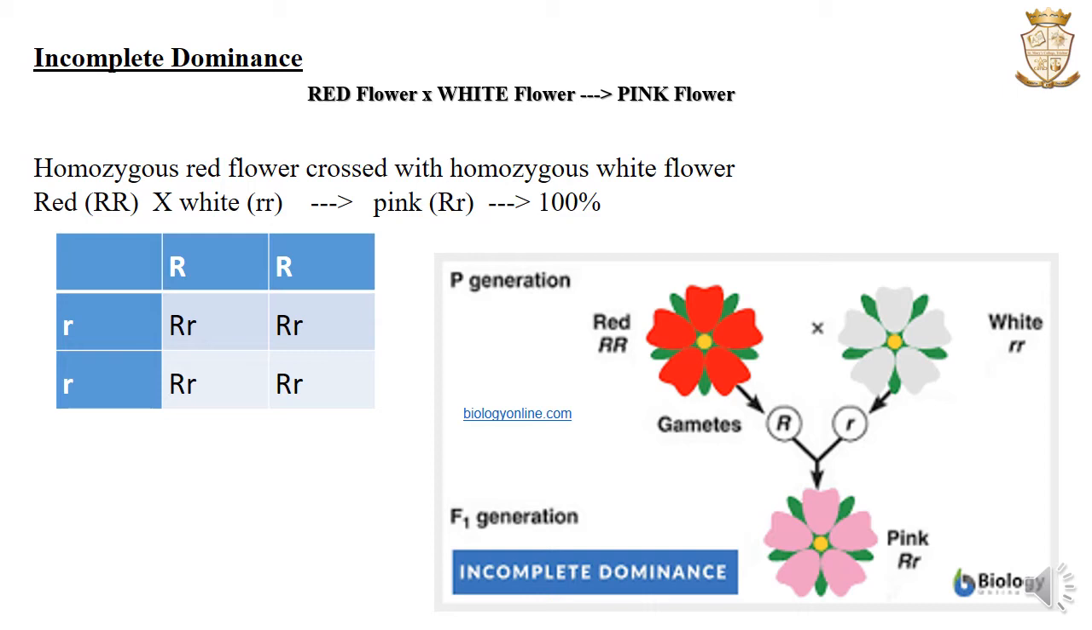For example, in this experiment, when a plant having red flower is crossed with a plant having white flower, the progeny plants will be having pink colored flowers. So, when a homozygous red flower plant is crossed with a homozygous white flower plant, the result is a heterozygous plant with capital R and small r as shown in this image. And this heterozygous plant will not be red or white, instead it will be pink in color in the case of its flowers. This is known as incomplete dominance.